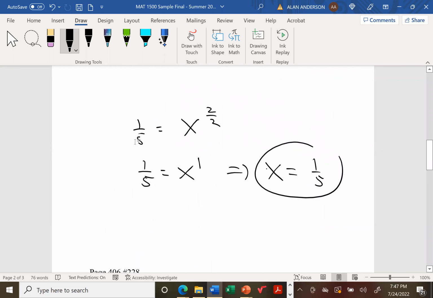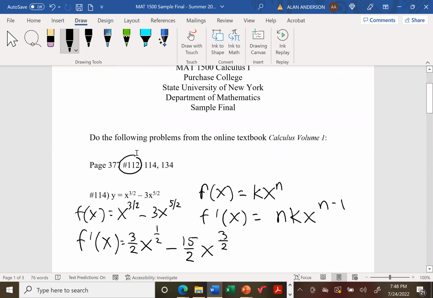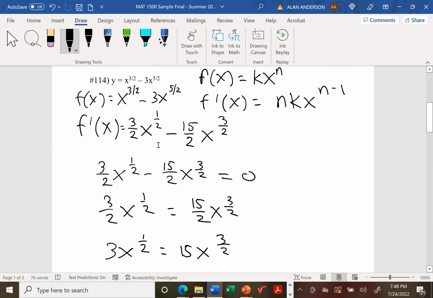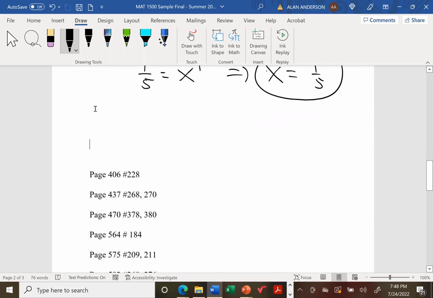All right, what's next? So that was number 114. Now, number 134 on the same page.